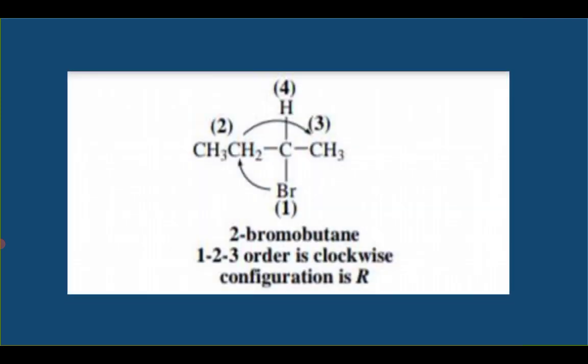Next example, 2-bromobutane. In this example, the atomic number of bromine is greater than that of the ethyl group, and the ethyl group is greater than the methyl group. So this sequence is clockwise, hence the configuration is R. Okay, understood?